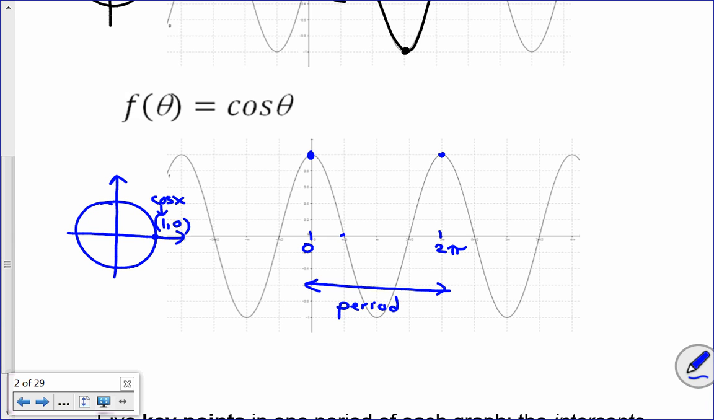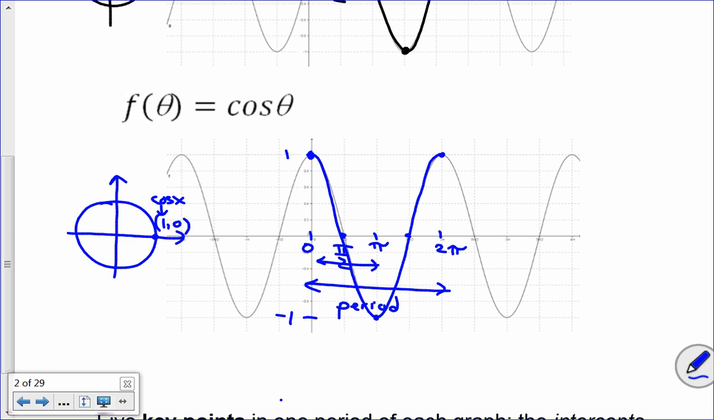And here, at pi, you're at the bottom. Halfway here, you're at the minimum, which is -1. And halfway between 0 and pi, at pi over 2, you're at 0. So that's what you should keep in mind when we're going to do the cosine graph.